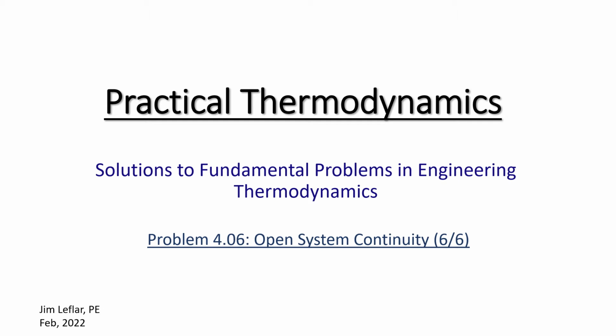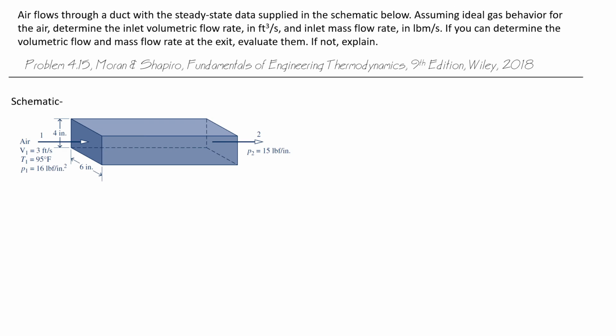Let's solve just one more open system continuity problem, and then we'll move on. Air flows through a duct with steady state data supplied in the schematic below. Assuming ideal gas behavior for the air, determine the inlet volumetric flow rate in cubic feet per second and inlet mass flow rate in pounds mass per second. If you can determine the volumetric flow rate and the mass flow rate at the exit, evaluate them.